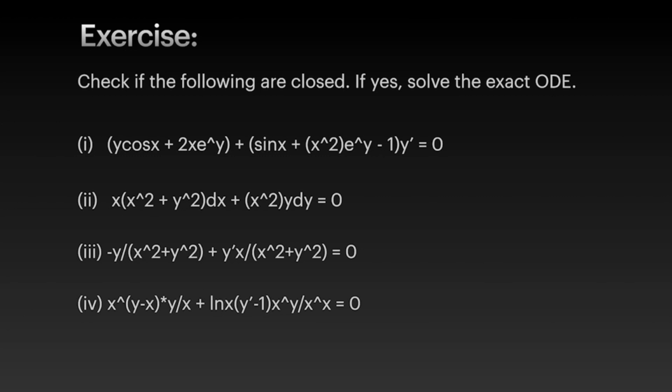Now let's solve it. So if there exists some u whose partial derivative with respect to x is m, then u equals integral of m with respect to x plus some k of y, right? M is x cubed plus x into y squared. The integral of that with respect to x will give us x power 4 by 4 plus x square y square by 2, right? Treating y as a constant, and plus k of y.